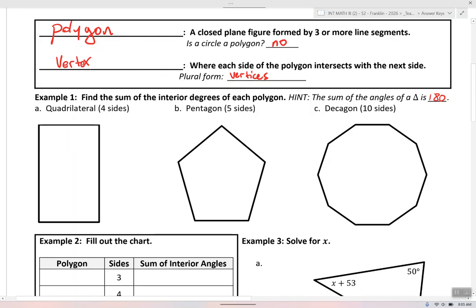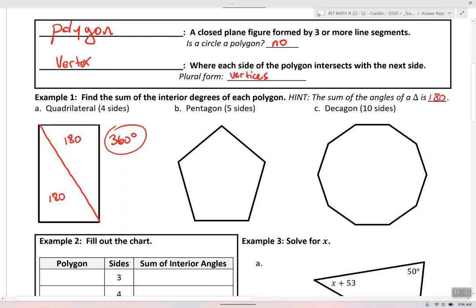So for example, a quadrilateral has 4 sides. We're going to split that into 2 triangles. And they each have a total of 180 degrees on the inside angles. And so we just add those together and we get 360 degrees for our quadrilateral. So any quadrilateral, any 4-sided polygon, has a total sum of the interior angles of 360 degrees.